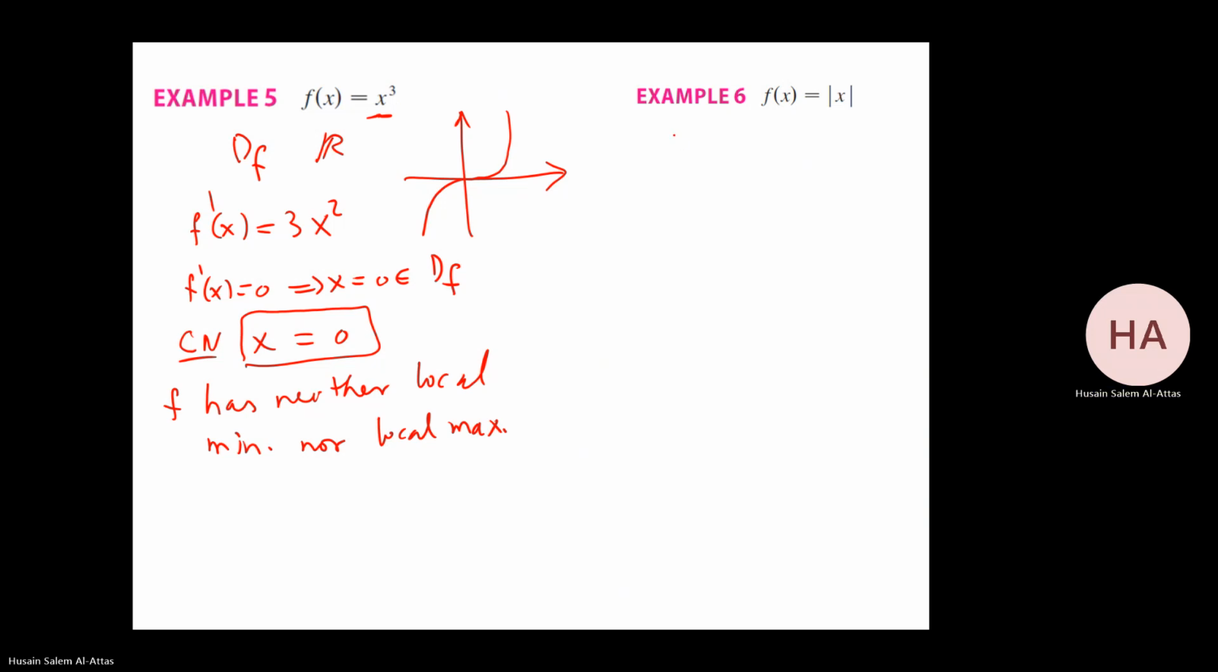Okay, this is another example. Now, what's the domain of f? All real numbers. Okay, 0 belongs to the domain of f. But I know that, what is f prime? f prime does not exist at x equals 0 since we have a corner.